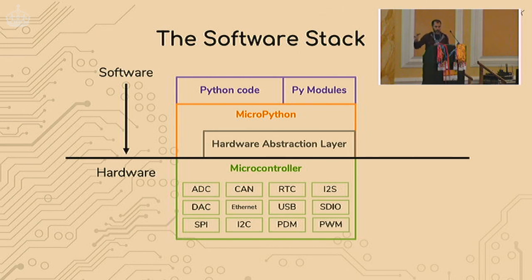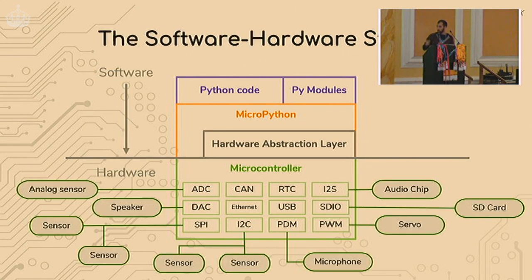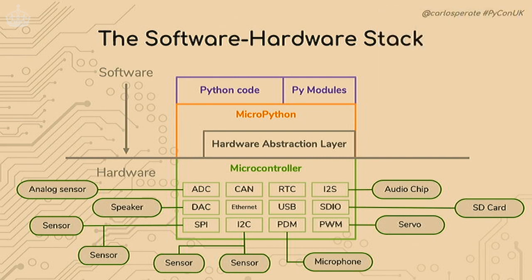These are the peripherals. The peripherals are blocks of circuitry inside the microcontroller that are in charge of a specific hardware feature. What this means is that the peripherals let you control other things. So we can use them to talk to sensors. We can use them to read from a microphone, output sound in a speaker, write to an SD card, move a motor. But how do we control these peripherals?